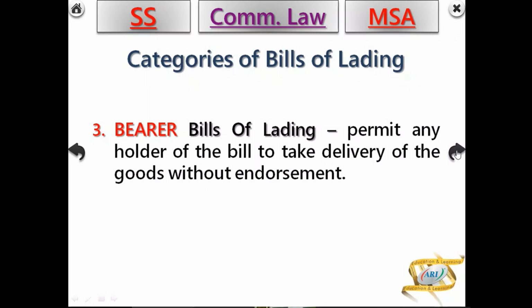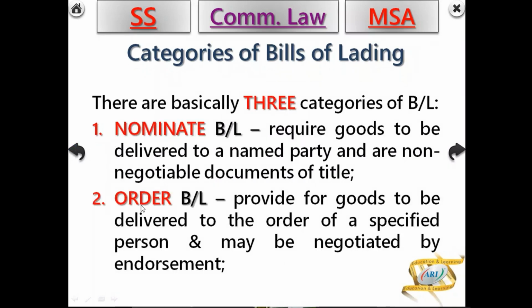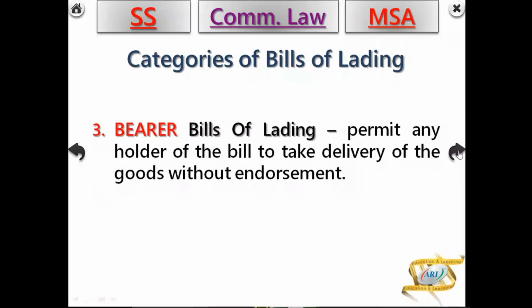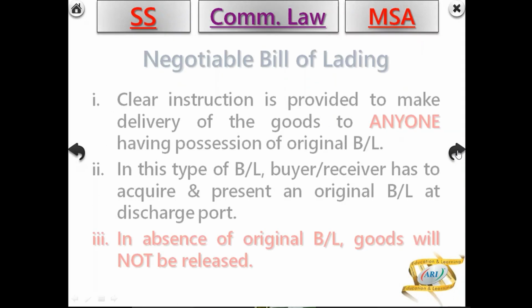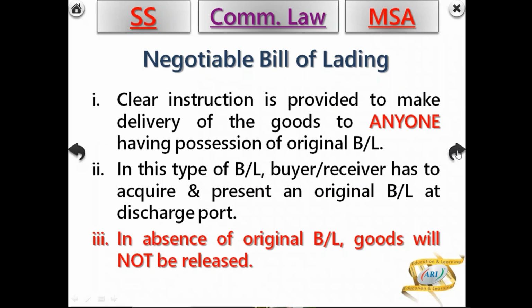And bearer bill of lading is also... sorry, order can be to order, and sometimes order to bank, which will become all the more clear when I am doing the documentary credit system. And a bearer bill of lading is where whosoever is the holder of the bill of lading can take the delivery of cargo. But we will come to these categories later on. Then there is negotiable bill of lading and the non-negotiable bill of lading.